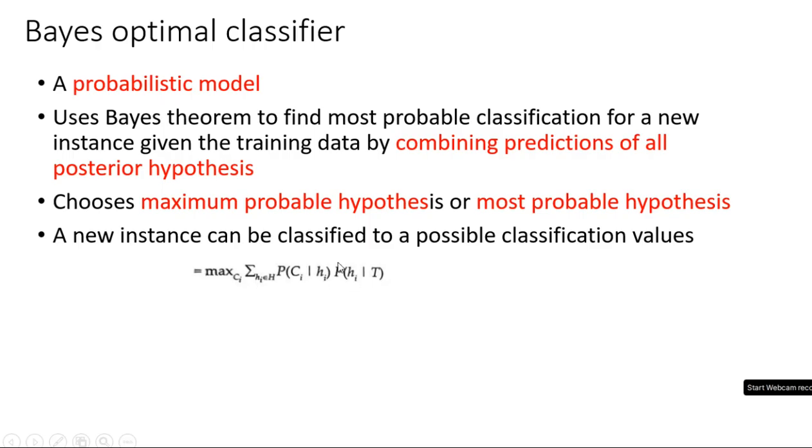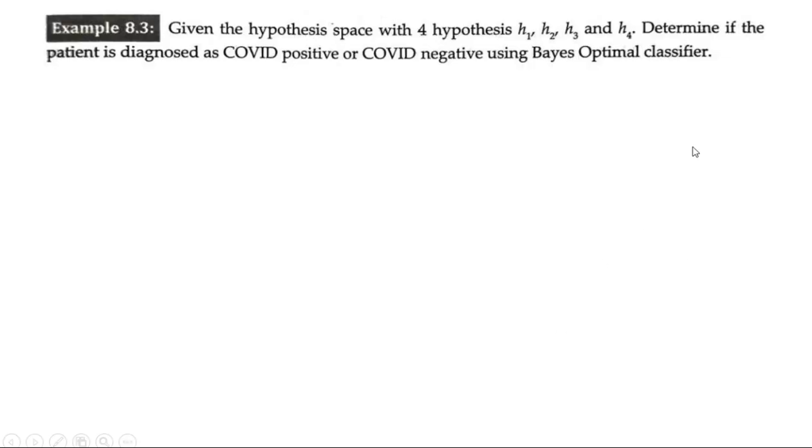Suppose I have two probabilities: the probability that the hypothesis belongs to class C_i, or the probability that another hypothesis belongs to class T. Whichever is the most probable value, the one with the maximum probability, would be chosen as my class for the new instance. So let's see a problem to get a better idea.